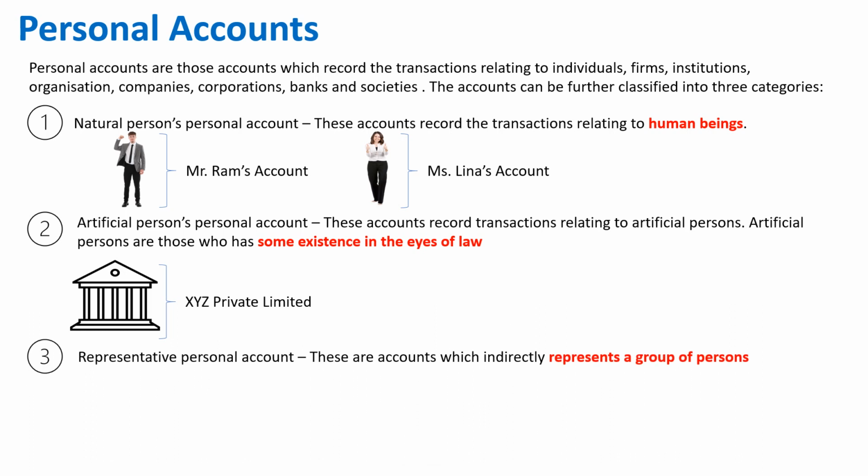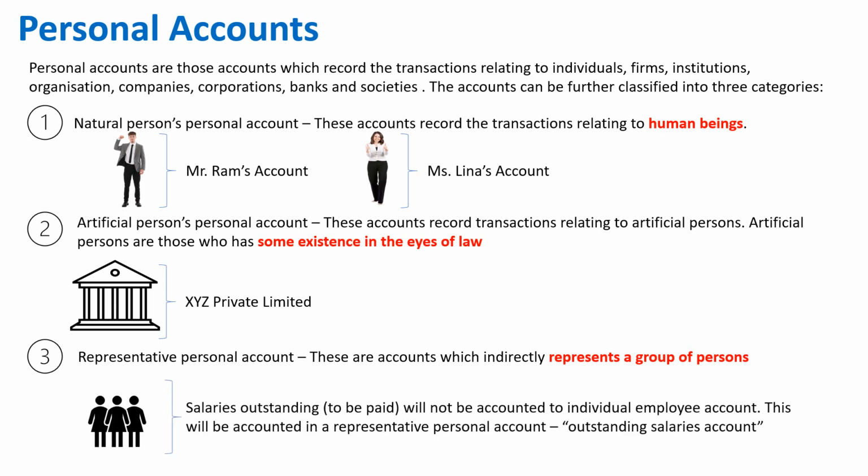Third is the representative personal account. These are accounts which indirectly represent a group of persons. For example, salary outstanding to be paid will not be accounted to individual employees' accounts, because if the company has 4,000 or 5,000 employees, it can't give credit to each employee account, or need not create so many accounts in the accounting system. In that case, a representative account is created which will represent the total group of persons, and that is called outstanding, or it can be prepaid. In this case it is salaries outstanding, because this is the amount to be paid to the employees, so you need not give credit to individual employees.